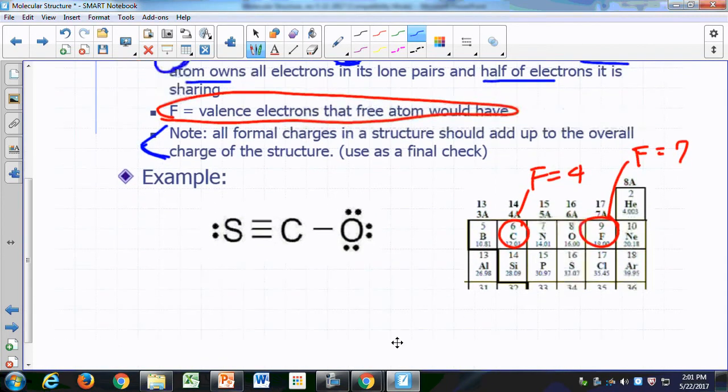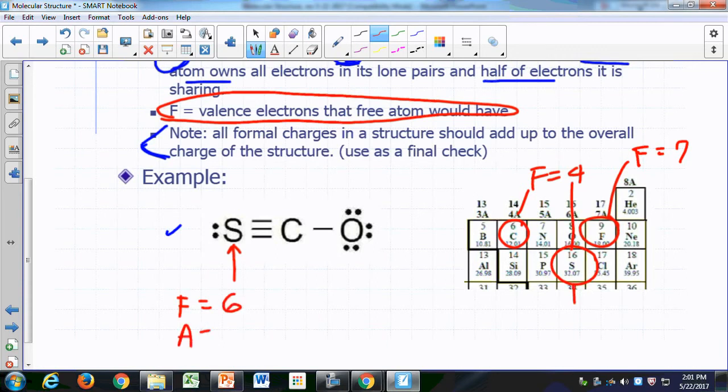So let's figure out the formal charges for the atoms in this structure that's drawn over here. Let's start with sulfur. A free atom of sulfur, it's column 6, so for sulfur, F equals 6.